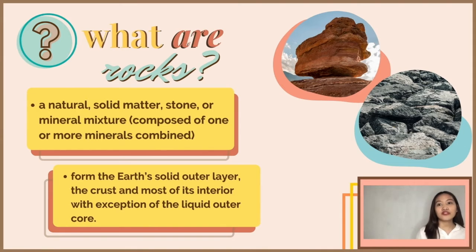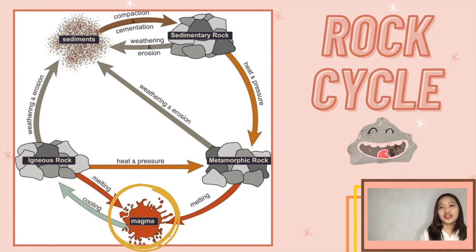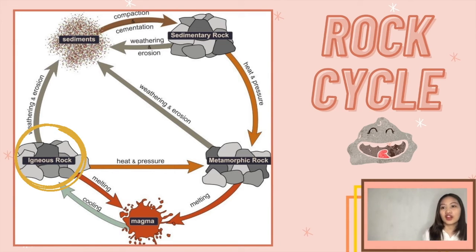Rocks are more often classified into 3 different types. But before we get into them, we must first understand the rock cycle. Starting off, when magma comes out of the mantle through volcanic eruption, cools down and solidifies, what are formed are what we call igneous rocks. These are primary rocks because they are formed directly from the magma.